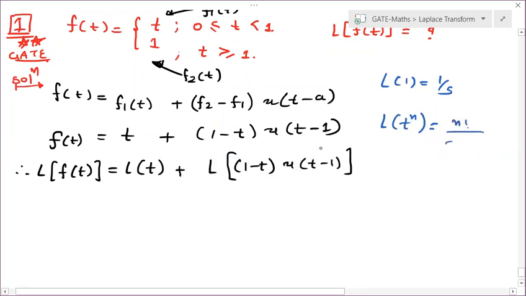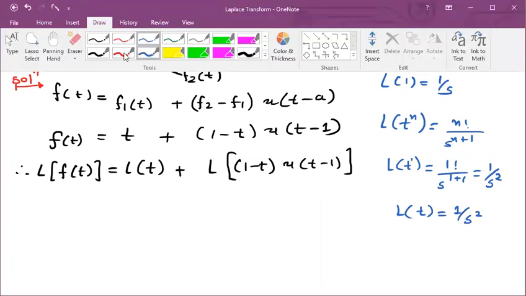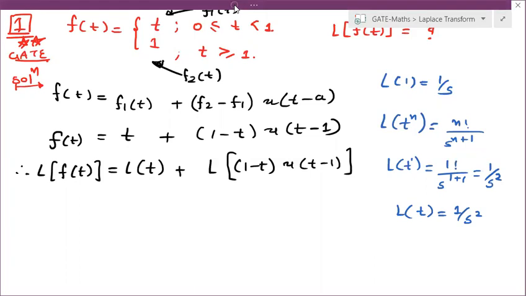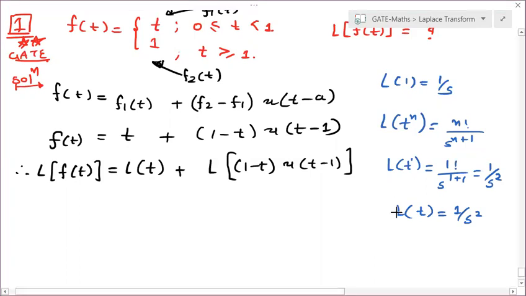So when n is an integer or natural number, Laplace of t to the power 1 is 1 factorial divided by s to the power 1 plus 1, so it is 1 divided by s square. We are going to use this many times, so it is better to remember this formula separately: Laplace of t is 1 by s square. This will be used so many times. So Laplace of t is equal to 1 by s square. I recommend you remember this formula separately.